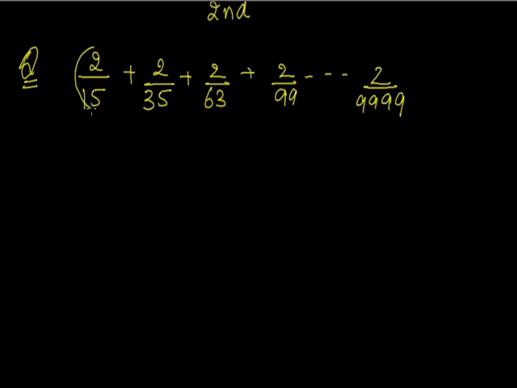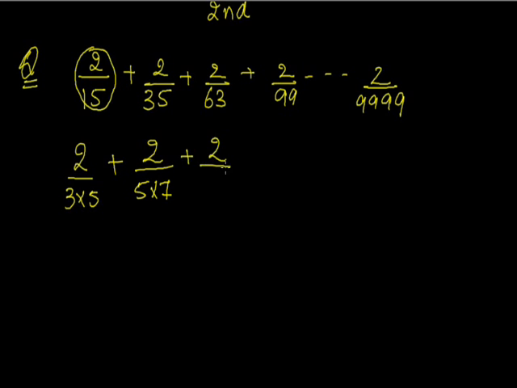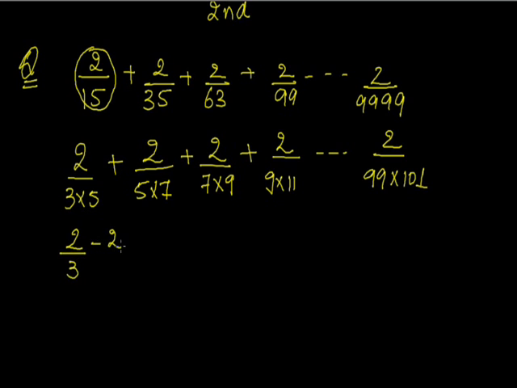This 2 divided by 15 can be written as 2 upon 3 into 5. We will simplify into the prime numbers denominator. 35 can be written as 5 into 7. 63 can be written as 7 into 9, with the difference of 2 in each term. 99 can be written as 9 into 11, and so on. 9999 can be written as 99 into 101, as we have taken in the denominator with the difference of 2 in each case. So this can be written as 2 divided by 3 minus 2 divided by 5.